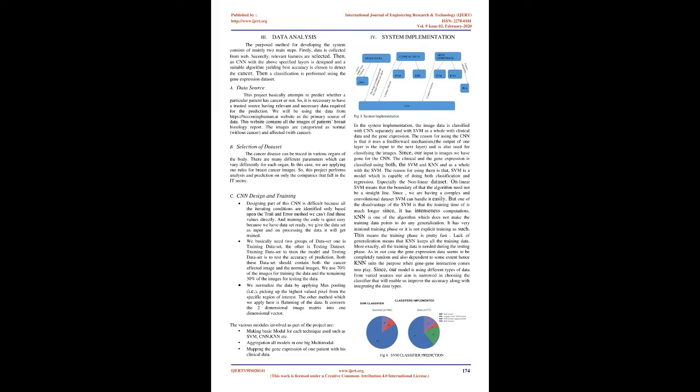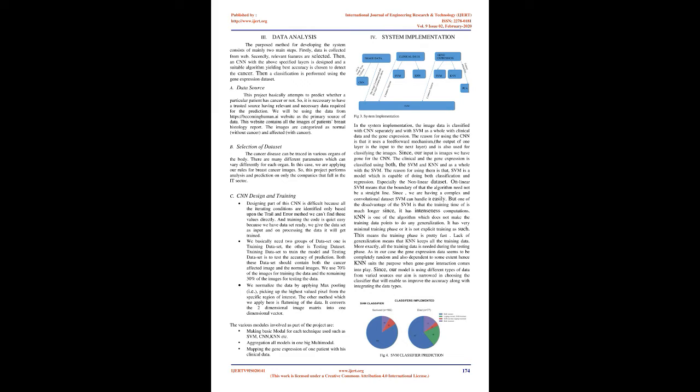B. Selection of dataset. Cancer can be traced in various organs of the body. There are many different parameters which can vary differently for each organ. In this case, we are applying our rules for breast cancer images. So, this project performs analysis and prediction on only the companies that fall in the IT sector.